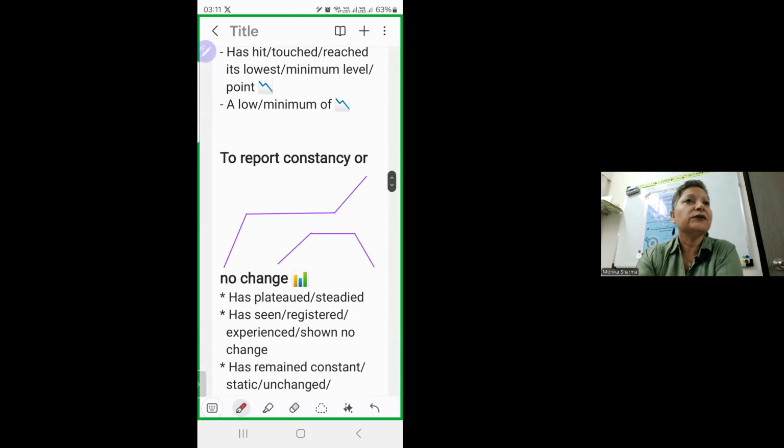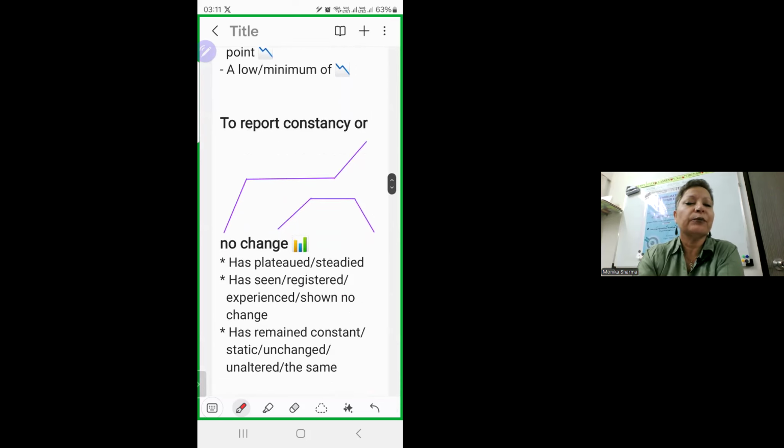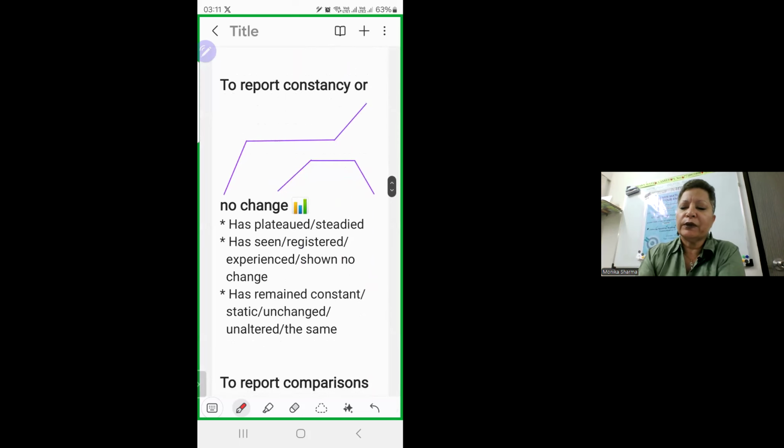So those are the kind of things which we are talking about when we are reporting a constancy. You will see here, the thing which I have shown here would be a constant thing because it's neither going up nor going down. Similarly, after a period of increase, there's a constant thing and then it has gone down.